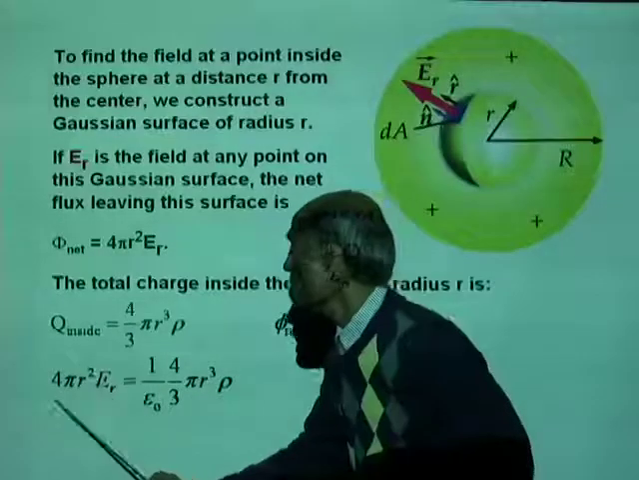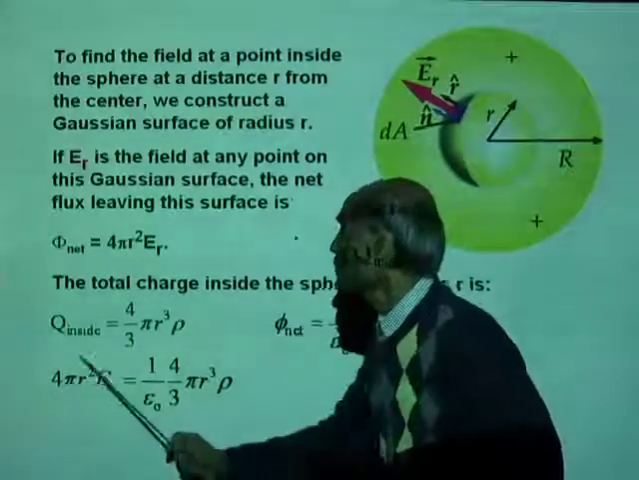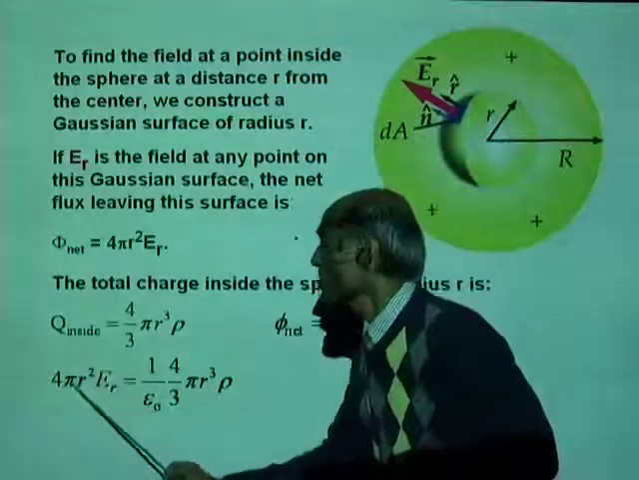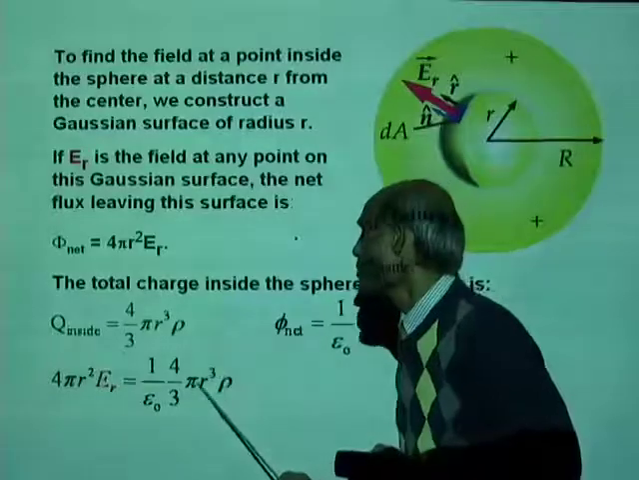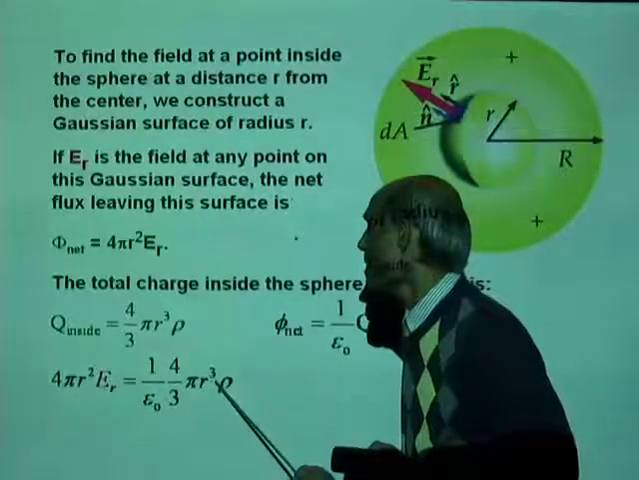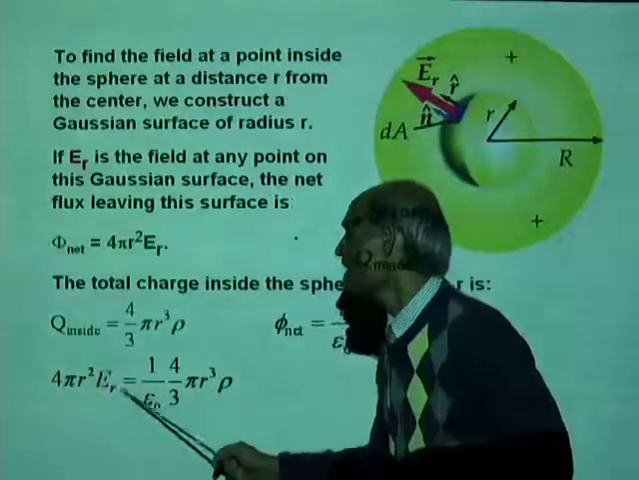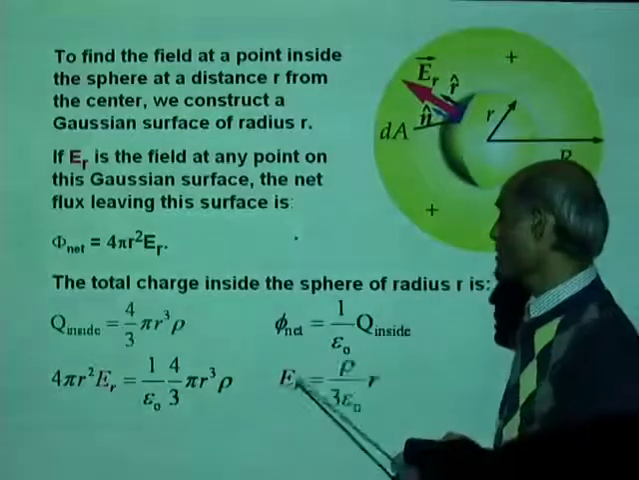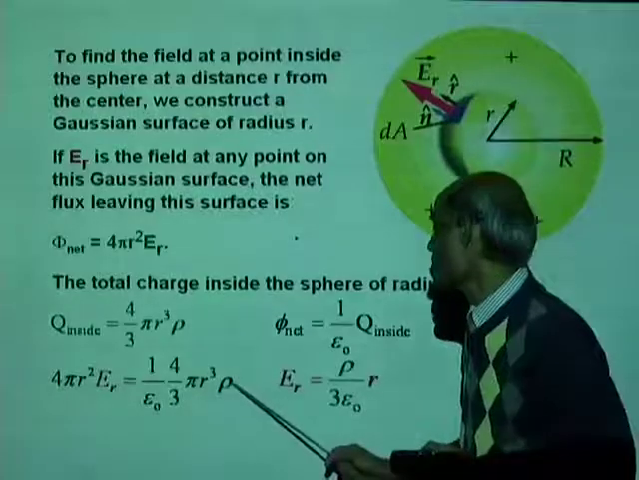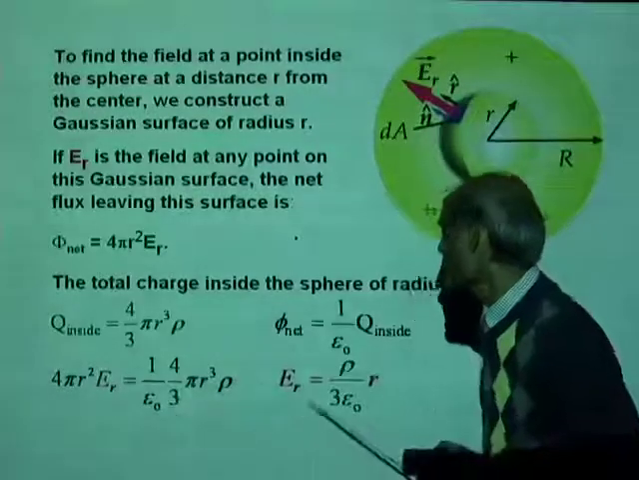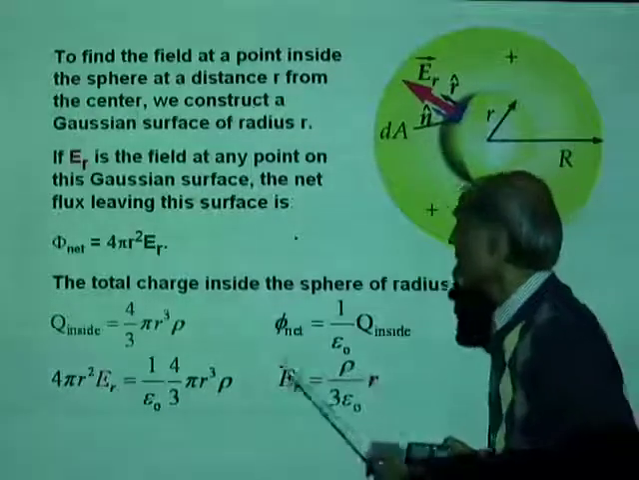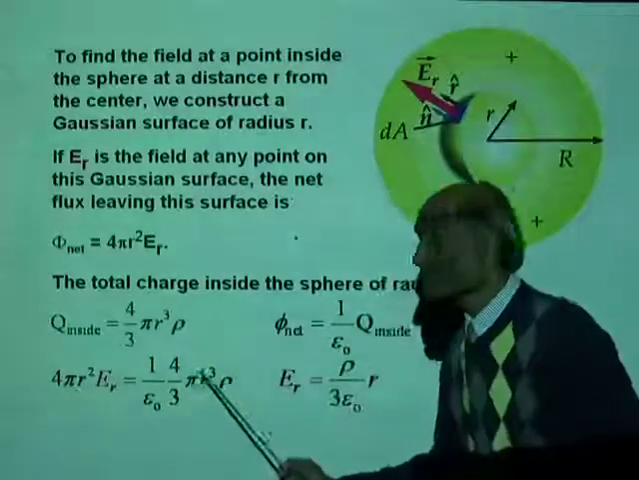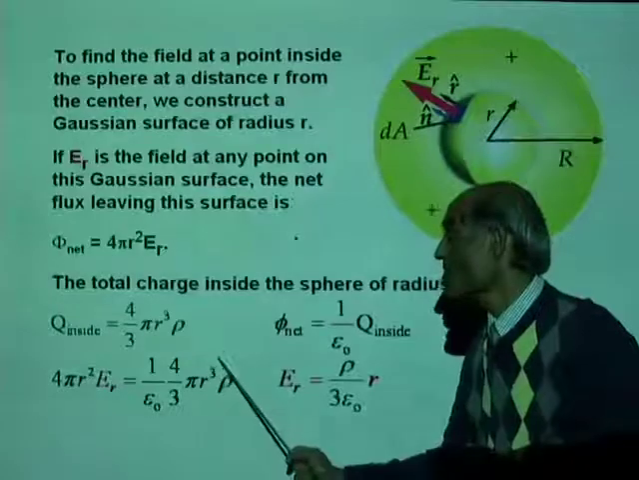You can see pi and pi go, 4 and 4 go, r squared on the left will go with r cube, leaving an r there. So what will ER be equal to? Can you solve for ER from there? ER equals rho divided by 3 epsilon naught times r. Remember, the r squared cancelled with r cube, leaving an r there.